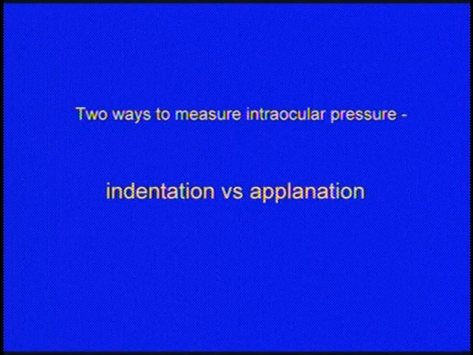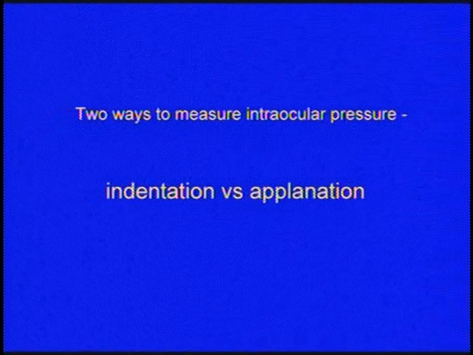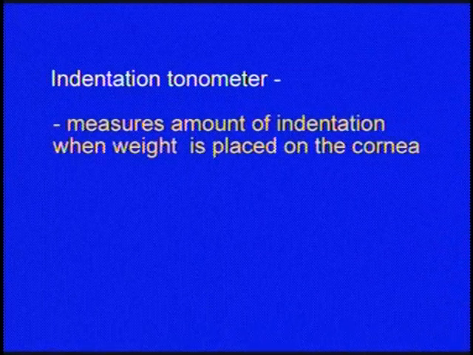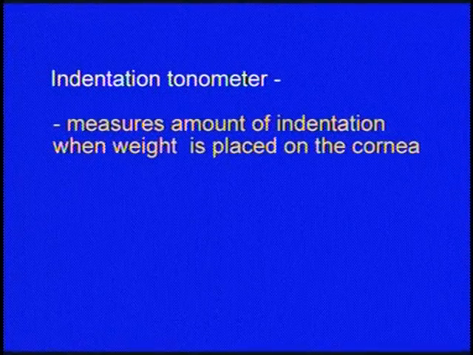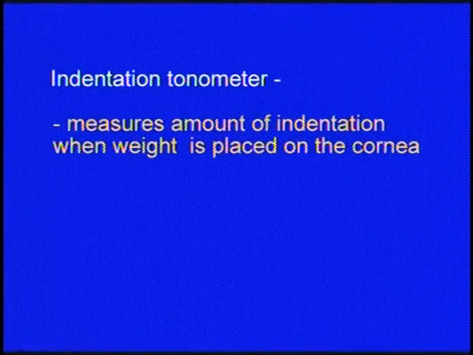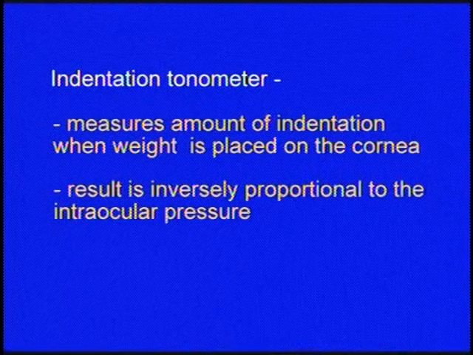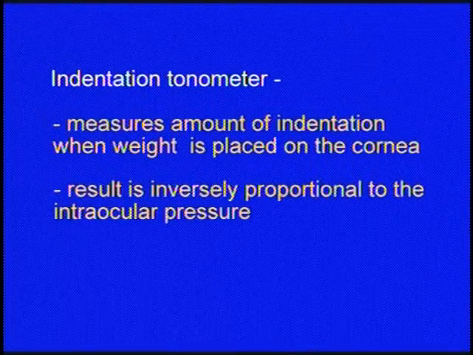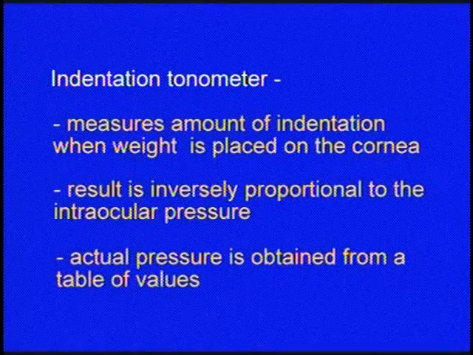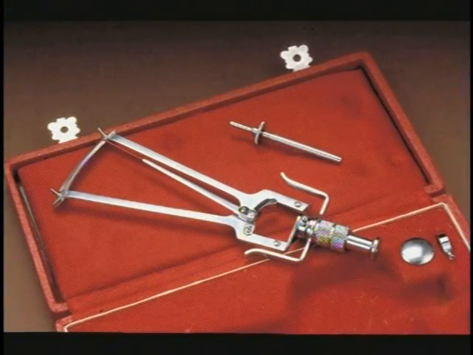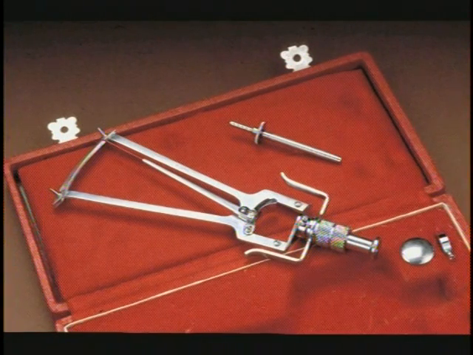indentation tonometry and applanation tonometry. The indentation tonometer measures the amount of corneal indentation that occurs when a given weight is placed on the cornea. The result is inversely proportional to the intraocular pressure, and the actual pressure must be obtained from a table of values. The Schiotz tonometer is an indentation tonometer.